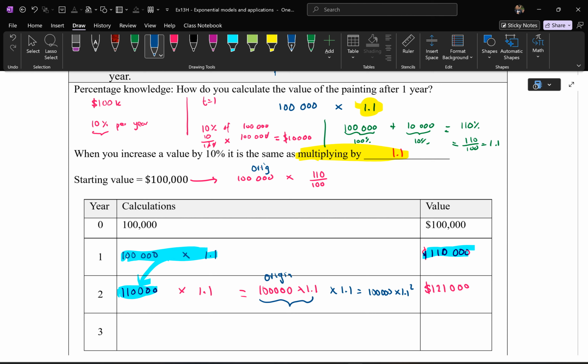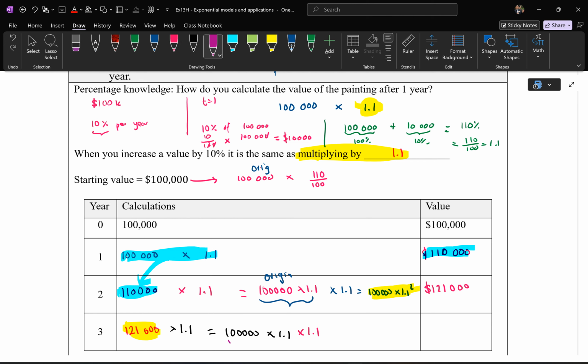Then you start to see this pattern that it works. If you do the same thing for the third year, you would have said it's 121,000, but 121,000 was the same thing as writing this line. So you can replace that line. If I take this line, that's 121,000. So if I replace that, instead of saying times by 1.1, I can rewrite it as $100,000 times 1.1, and then we did times 1.1 again.